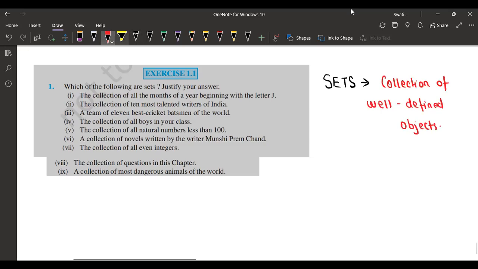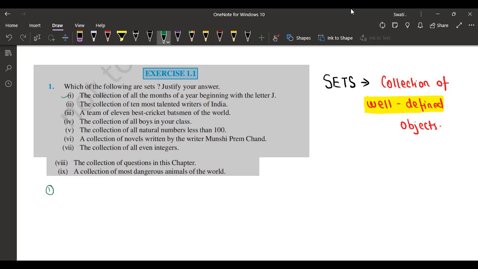I know it sounds very simple, but here the word well-defined plays a very important role. What is the meaning of well-defined? It means that when you are saying something, you are very sure about it. That is very certain. That is well-defined. For example, let's do the first question. We have to say which of the following are sets and justify our answer.